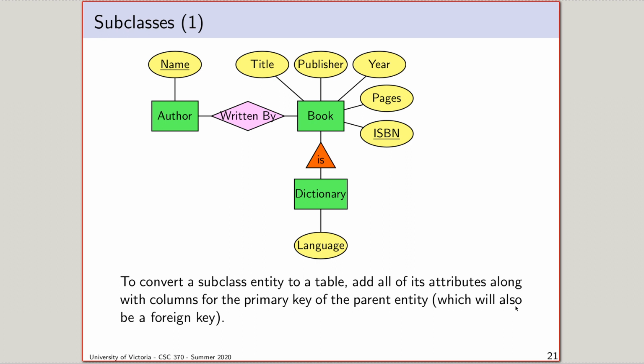Okay, so what about this? I mean, this is a pretty mechanical conversion. All we need to do is cover all of our cases. So we've seen how to convert many to many. We've seen how to convert many to one. We haven't seen yet the subclass relationships. What do we do here?